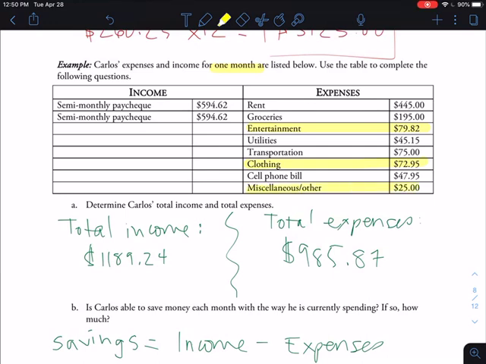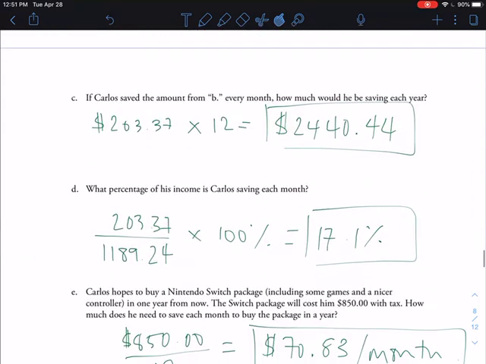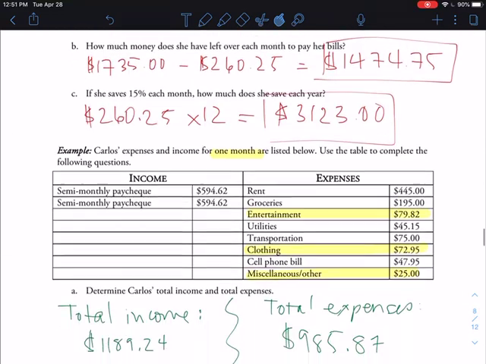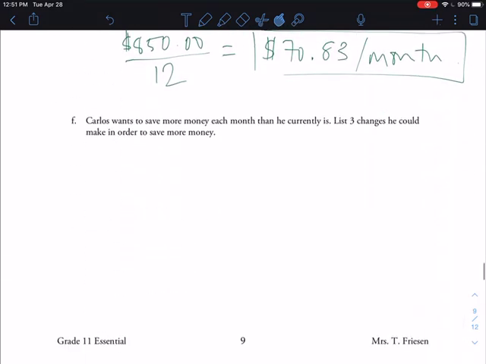Okay. Now, the reason I didn't highlight the other stuff, rent, groceries, utilities, transportation, and cell phone bill, is because those are fairly essential, right? Like, you need to pay your rent to live, and you need to buy groceries to eat, and all that kind of stuff. But those 3 here are not as essential. So I'm going to list 2 of those as 2 changes. So he could spend less on entertainment or spend less on clothing. Okay, those are 2 options.